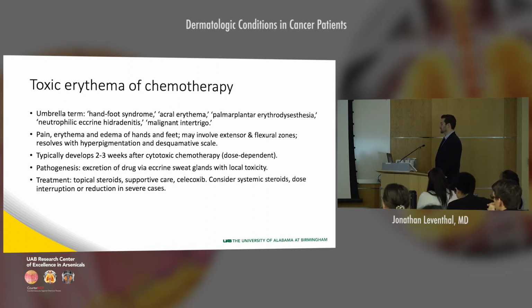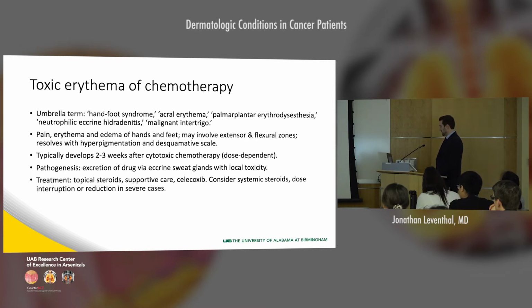It usually occurs a few weeks after starting chemo, it's dose-dependent, and the pathogenesis is thought to involve a local toxicity from excretion of the chemo in eccrine glands. That's why it's often very accentuated on the palms and soles where there's lots of eccrine glands. The way we manage these patients is mostly with supportive care and topical steroids. Some studies have shown that NSAIDs might be helpful, including Celebrex. Really only in severe cases do we use systemic steroids and treatment interruption.